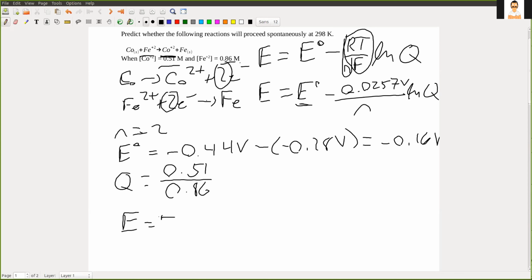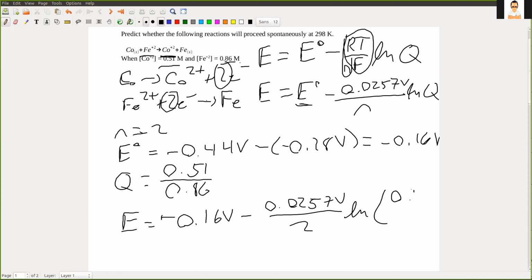So this would be negative 0.16 volts minus 0.0257 volts over 2 for the N, times the natural log of 0.51 over 0.86. When you do that calculation out, you get approximately negative 0.15 volts. So being out of equilibrium caused the potential to increase by 0.01 volts.